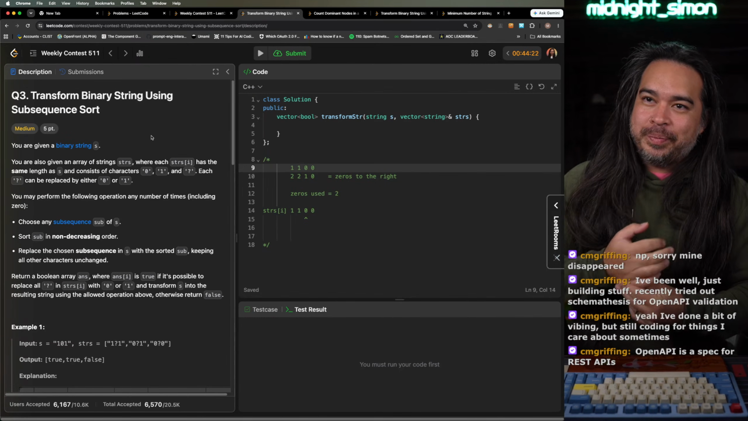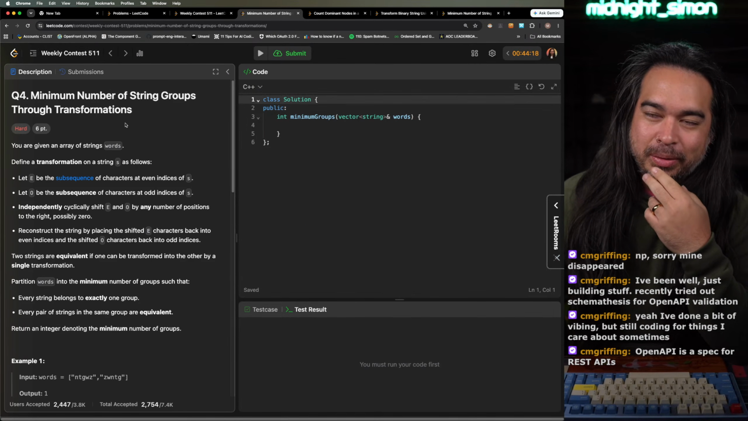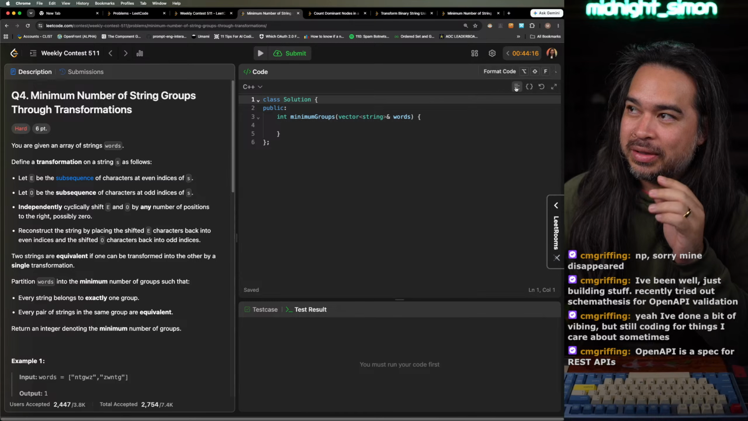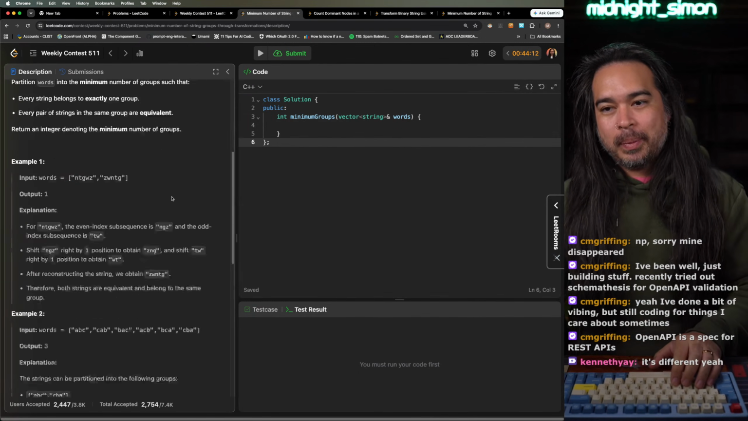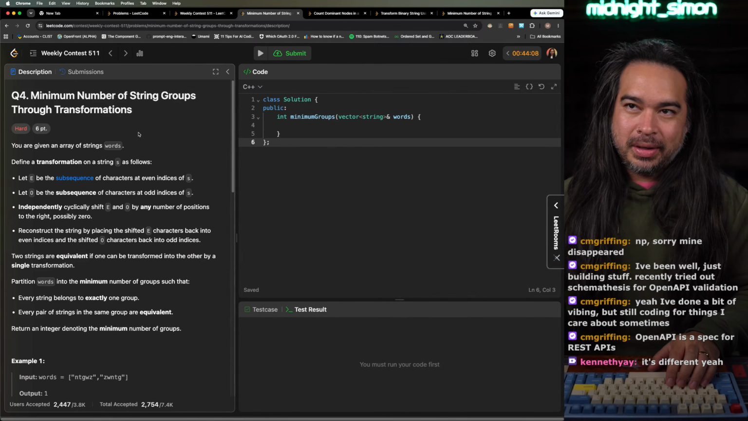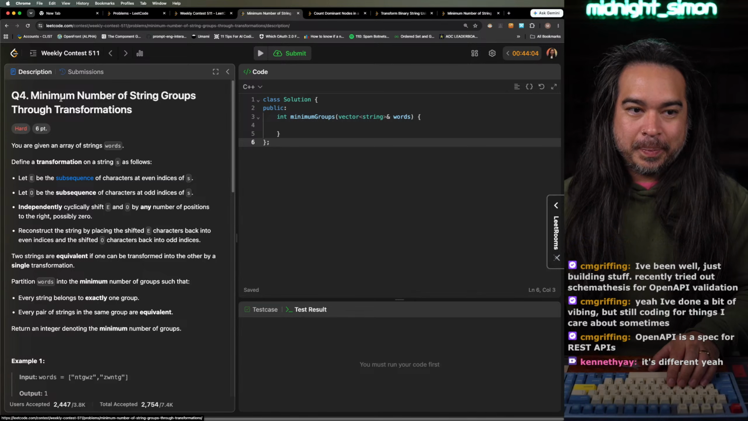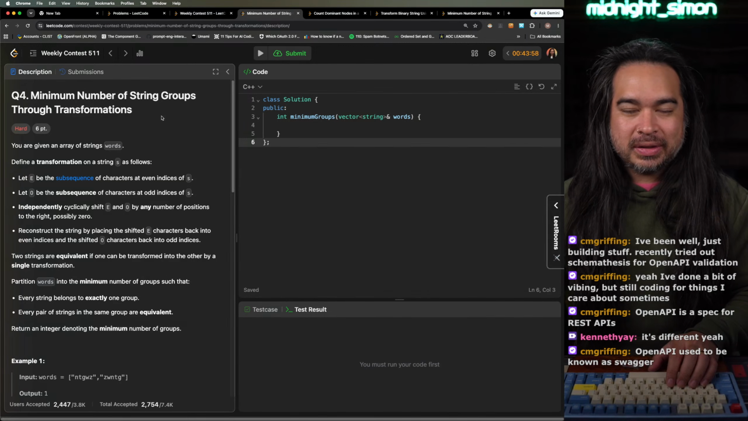Alright. People telling me Q4 is more intuitive than Q3, so maybe I'll just jump ahead and try to do Q4, which is a hard problem. This whole contest, I'm struggling. Alright, here we go. Minimum number of string groups through transformations.